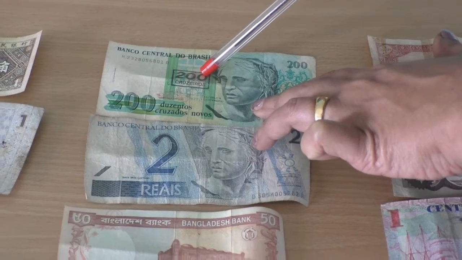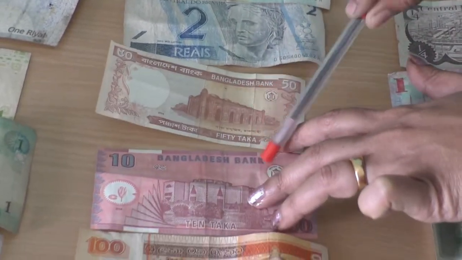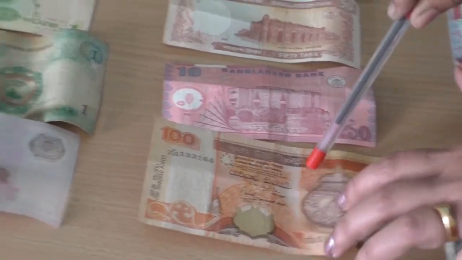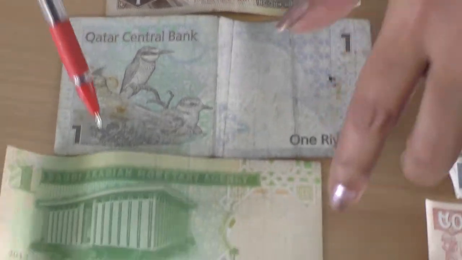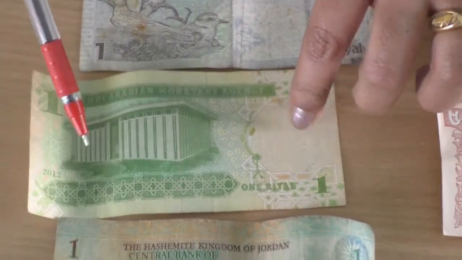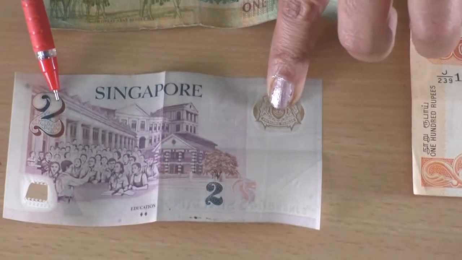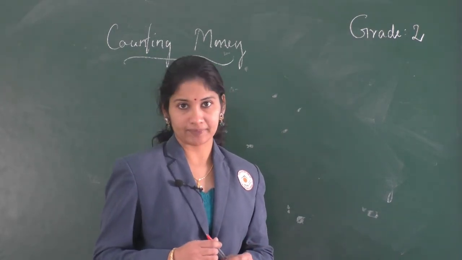currency is from Brazil, and this also from Brazil, and this from Bangladesh, and this currency from Sri Lanka, this currency from China, and this one from Qatar, and this also from Qatar, and this from Jordan, and this currency from Singapore. Children, our first topic is how to count money.